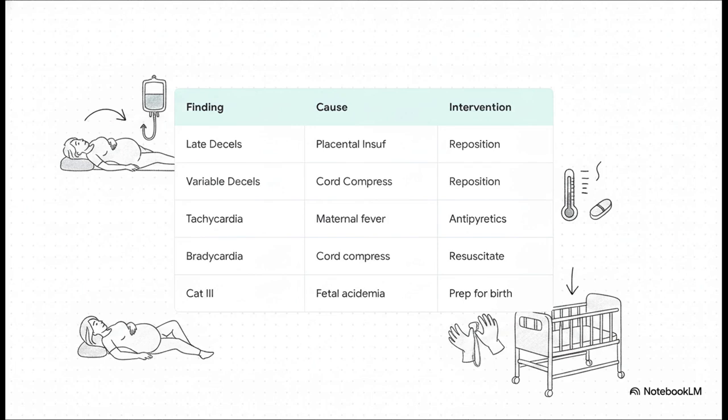Let's apply all this to some high-yield scenarios you're definitely going to see. If you spot recurring late decelerations, that screams placental insufficiency, so you need to immediately reposition the mother and get those fluids going. If maternal fever is driving fetal tachycardia, your intervention is antipyretics. And if that monitor is showing you a Category 3 tracing, telling you there's fetal acidemia, your immediate priority is prepping for birth. Don't hesitate.